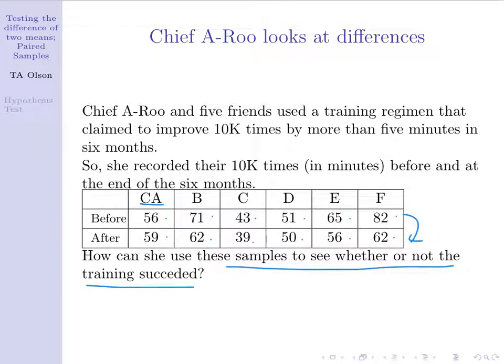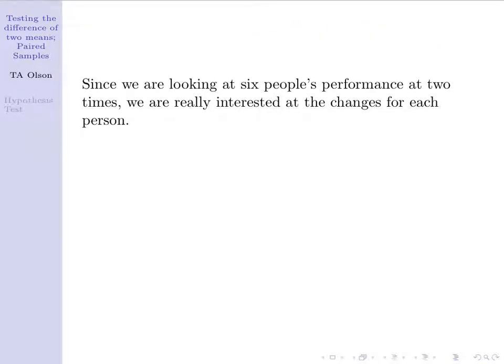And I want to point out, this is the reason that it's a paired sample. There is one individual that we're measuring before and after. So it's not really the exact numbers that we're after, but we're looking to see how it changes from the before to the after. All right, so as I said, we're looking at 6 people's performance at 2 times. So we're really interested in these changes.